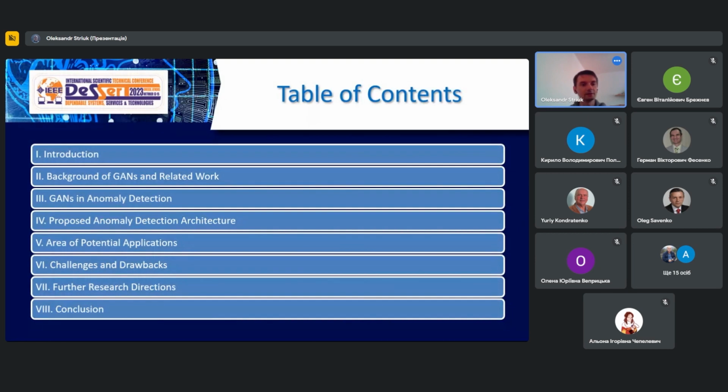Table of contents: introduction, background of GANs and related work, GANs in anomaly detection, proposed anomaly detection architecture, area of potential applications, challenges and drawbacks, further research directions, and conclusion.